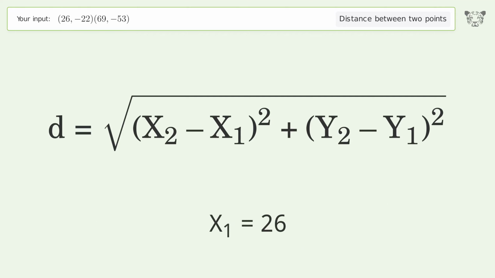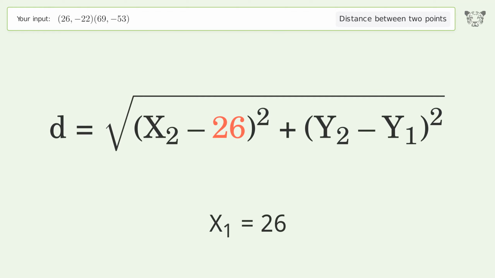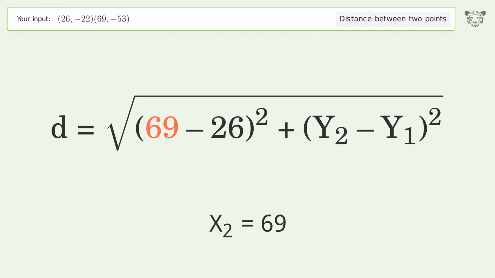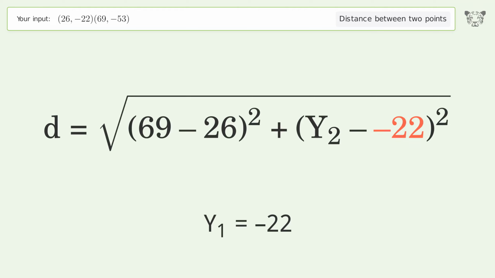x1 equals 26. x2 equals 69. y1 equals negative 22. y2 equals negative 53.